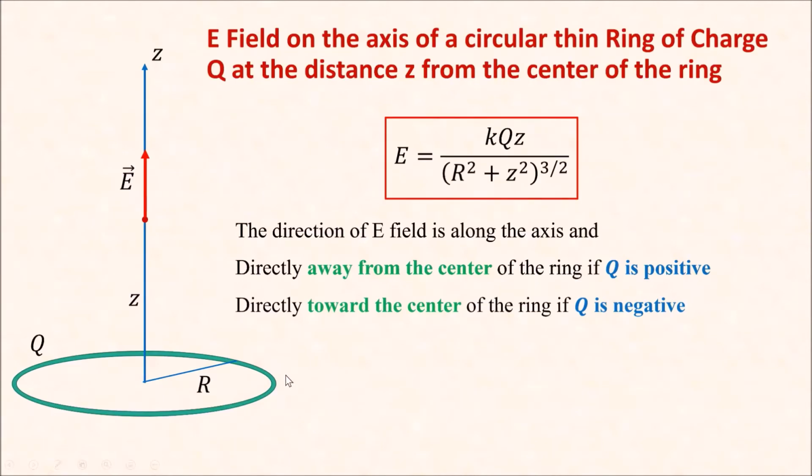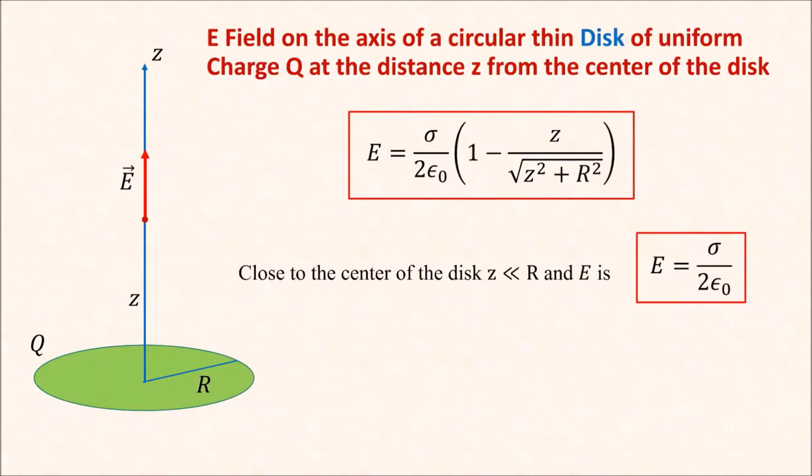Another geometry we considered was the ring. Uniform charge Q over this ring. It's a thin ring, meaning that the dimensions here are negligible. And then you are on the axis of the ring at distance Z from the center. Then the electric field at that point is away from the center if the ring is positively charged, and toward the center if the ring is negatively charged, and the magnitude is given by this formula, E equals KQZ over R squared plus Z squared to the power 3/2.